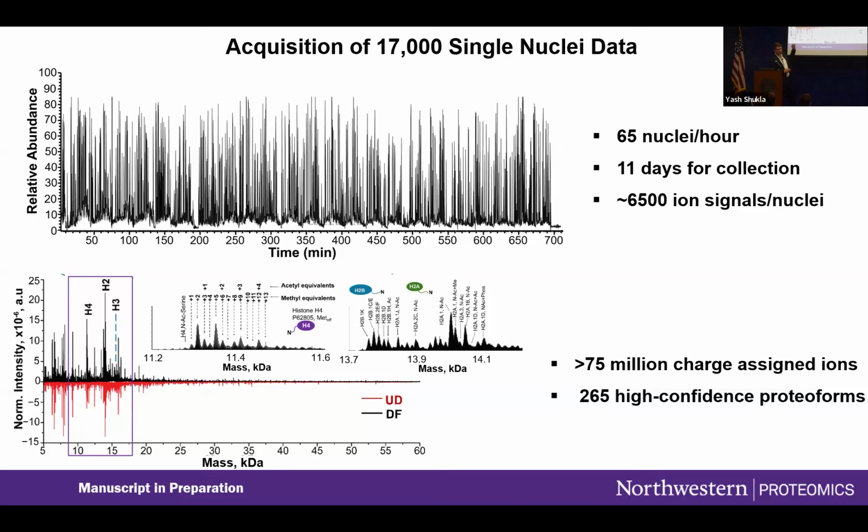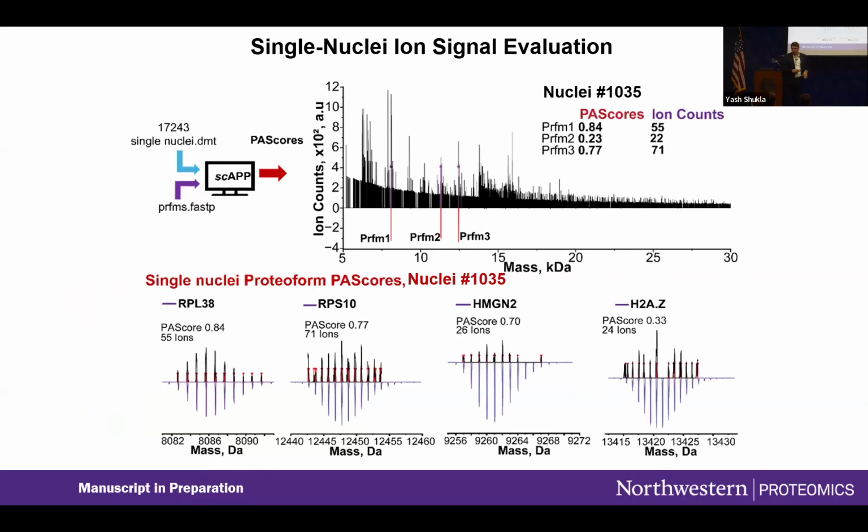So now that we've determined what we have within the entire data set, we can start breaking the puzzle back down into its different components. Shown here is just one of the nuclei that we sampled, number 1035. You can see what those 6,500 ion signals start to look like in the mass domain for a single nucleus. We can start to see how many ions go into each proteoform distribution. And then we also have a scoring system that we've invented, proteoform assignment scoring, we call it PAS score. And here are a few examples of what some of these various proteoforms look like for this single nucleus that we've sampled.